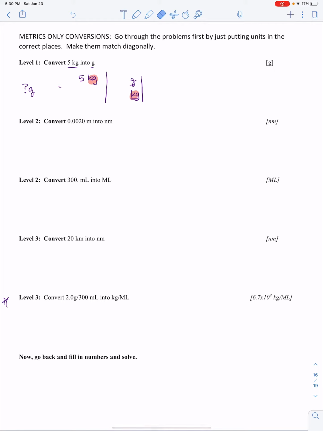I made too long of a line, so I'm going to just rewrite it like that. Oops, that's still too long of a line. So sometimes when you go back into it, you'll be like, oh, I wrote too long a line.